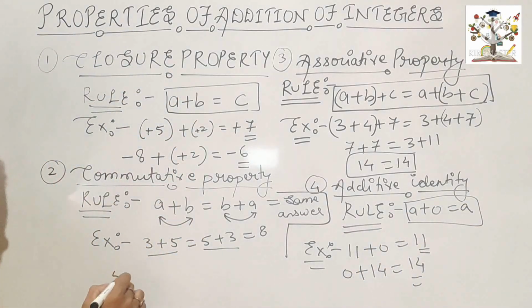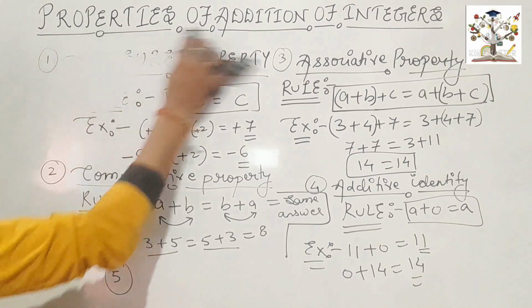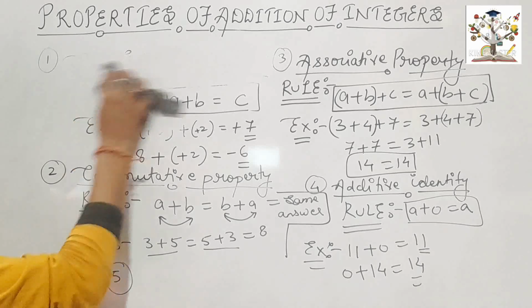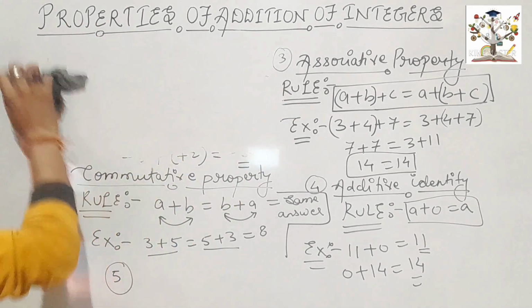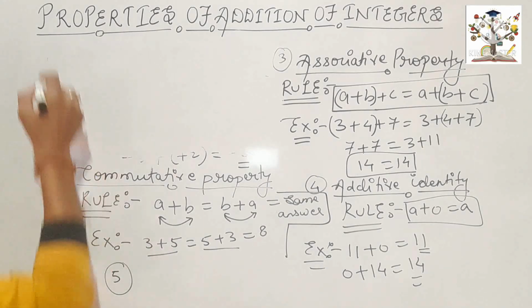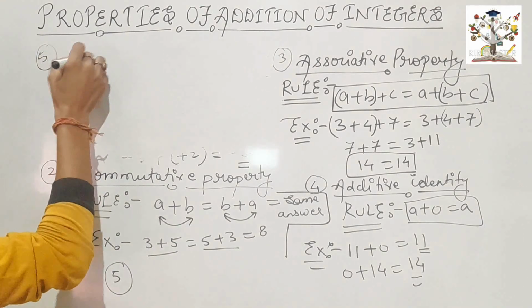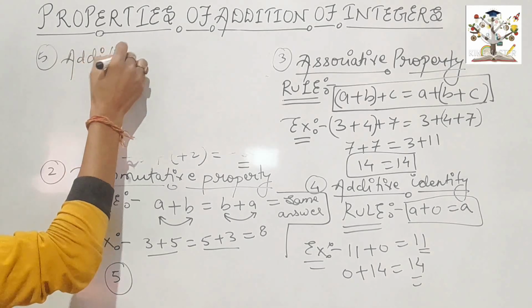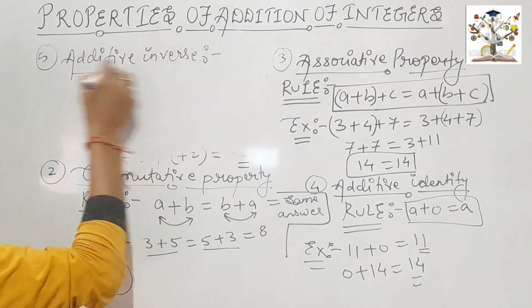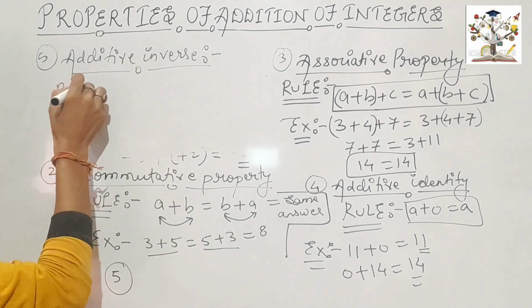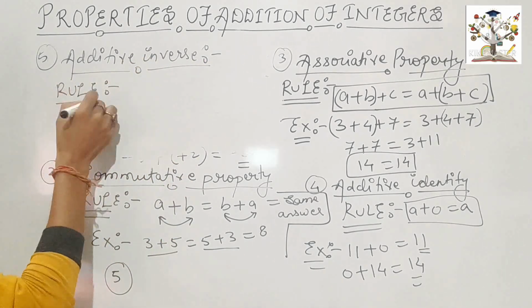Coming to the fifth one, that is the last property. The fifth property is the additive inverse. From the name itself, we can understand what this property says. So let's write down the rule. What is the rule for this property?